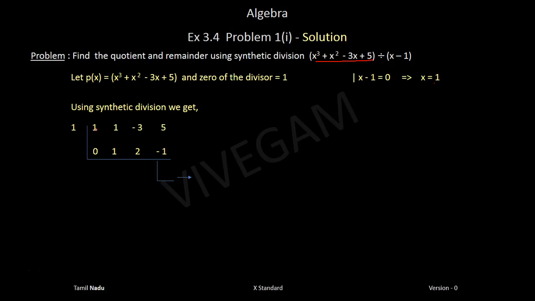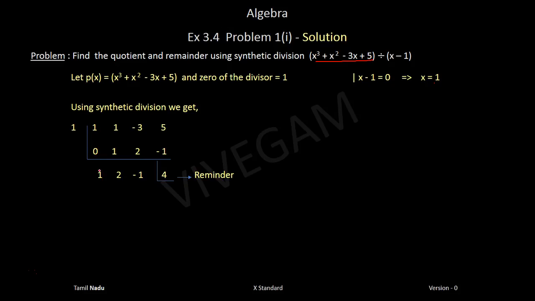Coefficients of the polynomial here. In this case, x cubed is 1, x squared is 1, x is minus 3, and the constant is 5. So it is 1, 1, minus 3, and 5. And put the zero of the divisor here. In this case, the divisor is x minus 1. When you equate it to 0, you get x is equal to 1. So the zero of the divisor is put here. Then for the first term, you always add 0. Then add up.